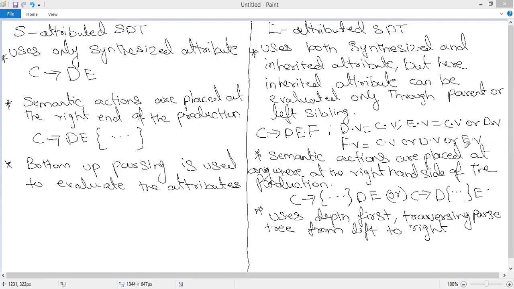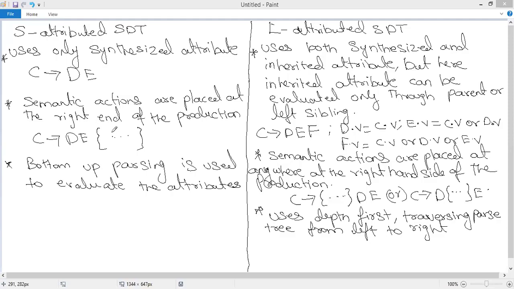For example, if you mention that E dot V equals F dot V, that is false, because F dot V, the F attribute, is the right sibling of E in this production rule. So that is wrong. L attributed SDT means the inherited attribute can be evaluated only through the parent or left siblings.